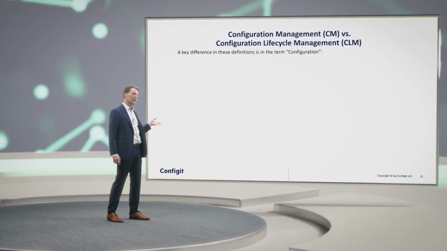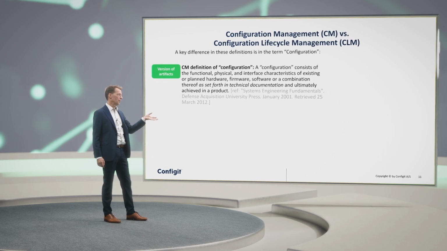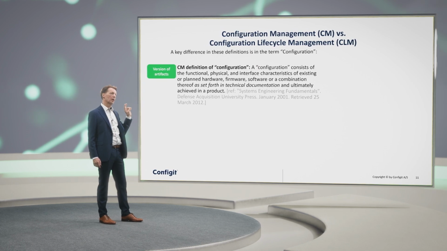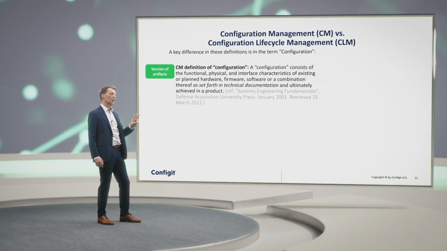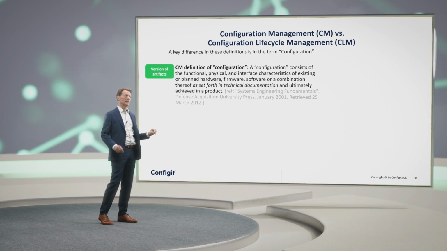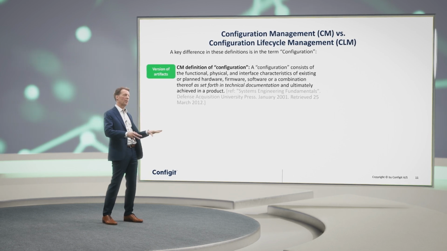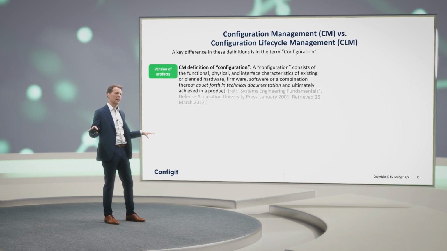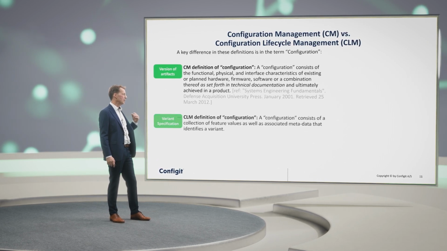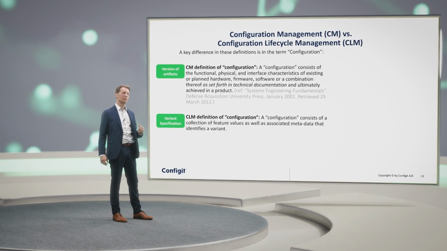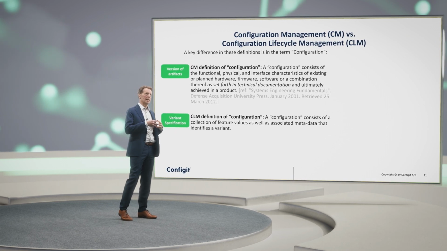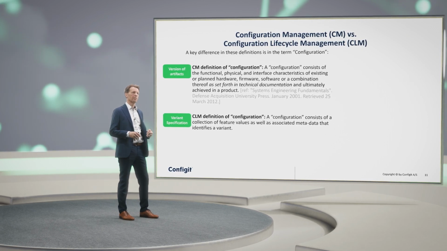When you talk about configuration management, and I put the definition here, I'm not going to read it out, you can look it up on Wikipedia, but basically, when you talk about a configuration in the context of configuration management, think of that as a version of the artifacts. It is that you have taken a snapshot of all the documents and the BOM and what else you have, given it a number or an identifier, and that is sort of a configuration. This is in contrast to the CLM definition of a configuration. In there, it's basically a selection of values for the features.